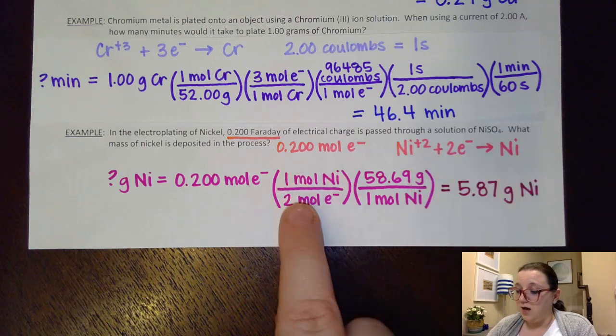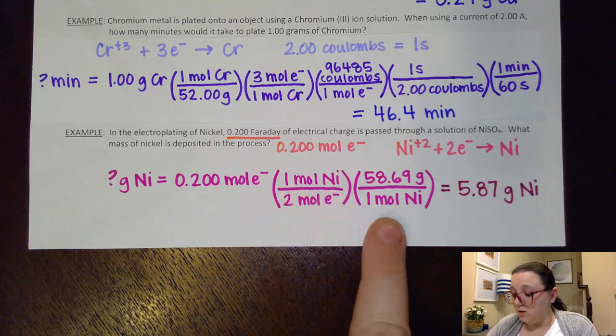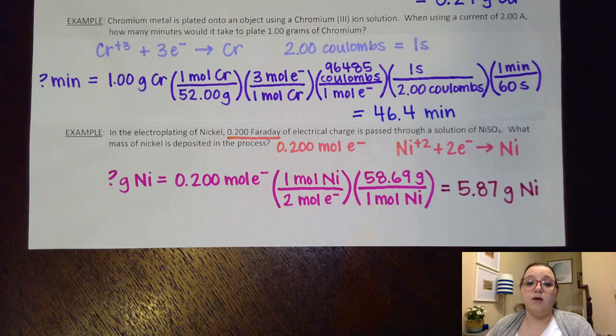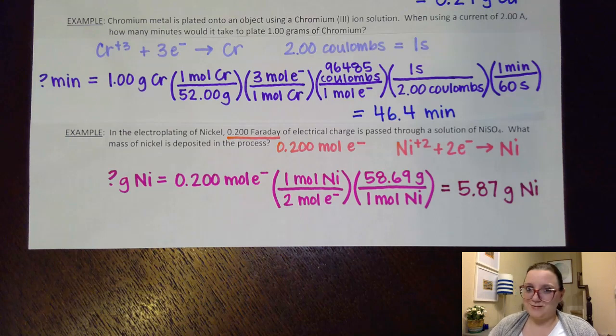So I set that up. And then, just like we did on the other problems, I went from 1 mole of nickel to 58.69 grams, which is nickel's molar mass. Plug that in to my calculator, and that gets me 5.87 grams of nickel that I'm plating in the process.